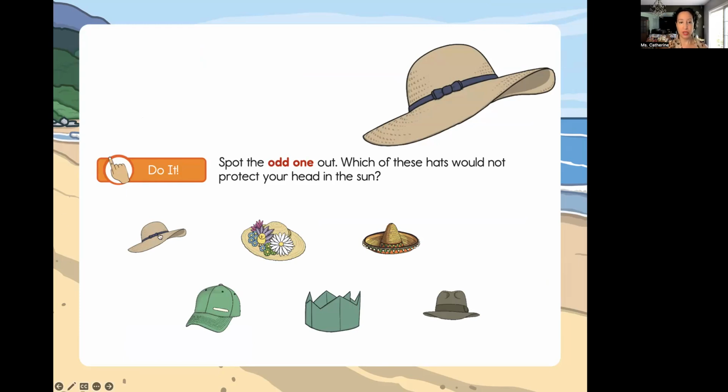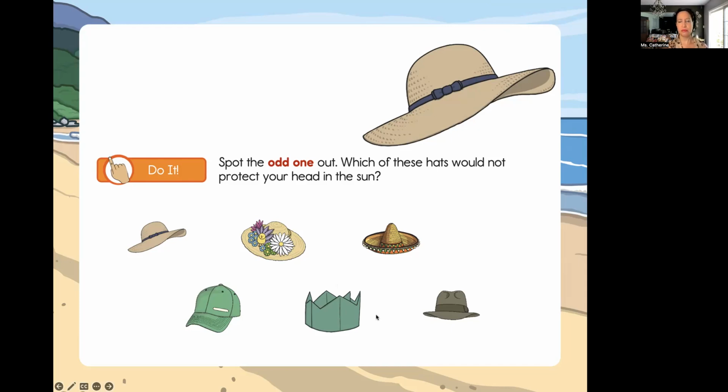Okay, so we have a hat here, another sun hat. We have what? Another sun hat that is beautifully decorated with flowers and a bird, right? Do you see the little bird? Now, what kind of hat is this? It's a fun hat, right? A fiesta hat. This would be a sombrero, right? It's a Mexican hat. Now, what kind of hat is this one, right? This would be a baseball hat, right?